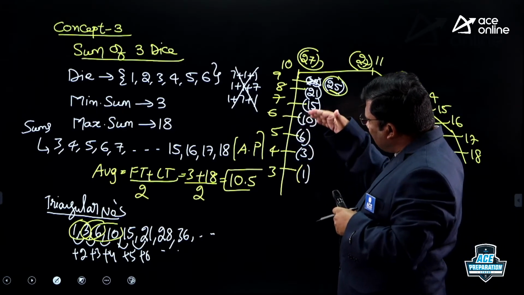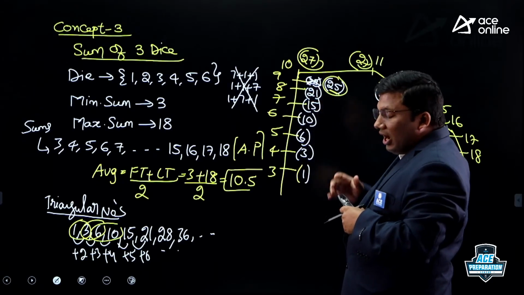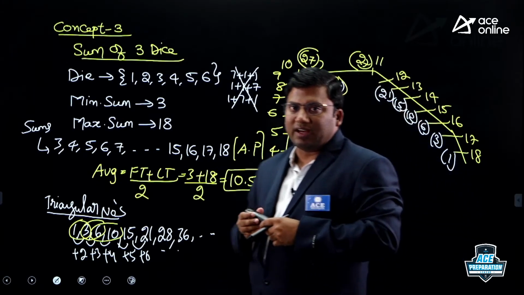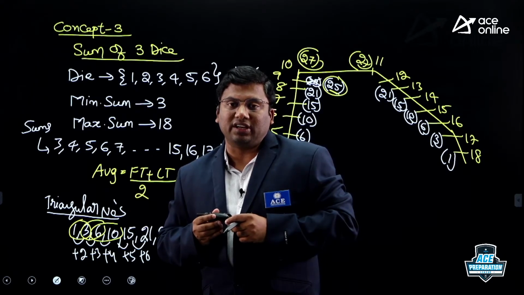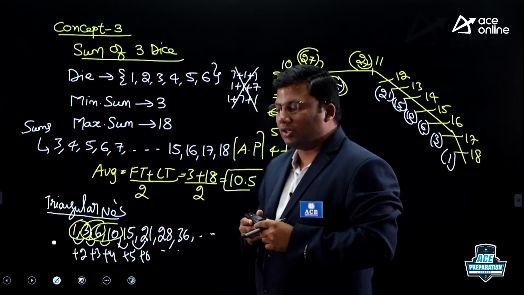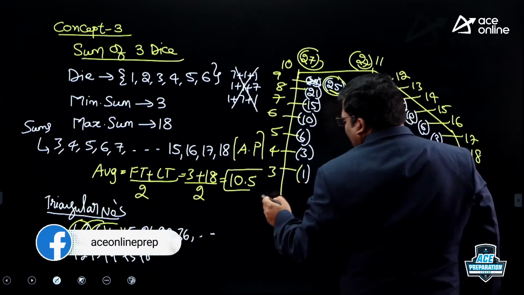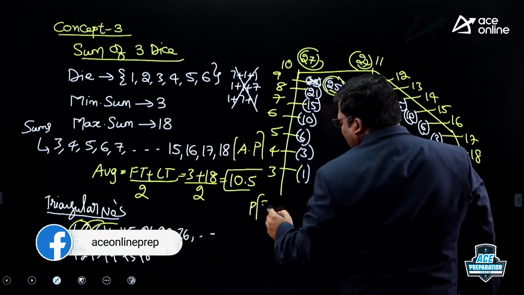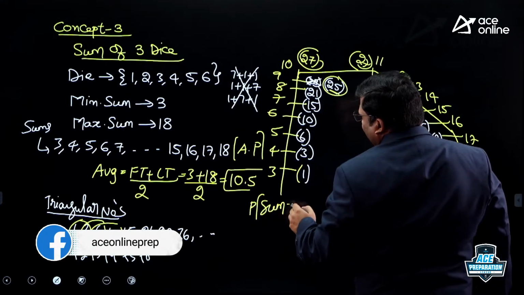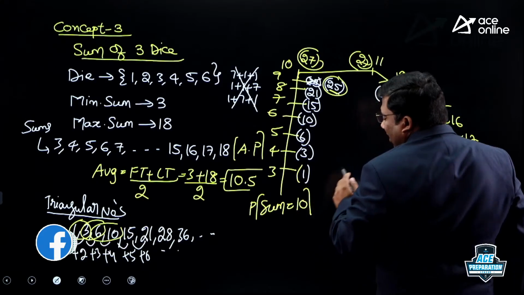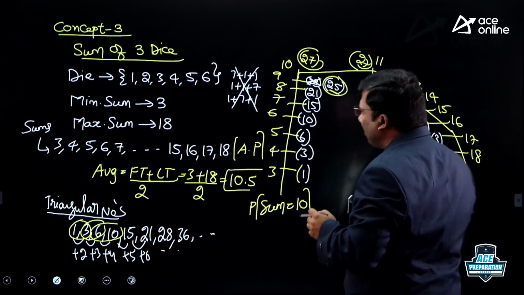1, 3, 6, 10, 15, 21. After 21, the perfect square is 25. After 21, the perfect cube is 27. Suppose the question is: find the probability of getting the sum 10. Please do not do cases and waste your time.